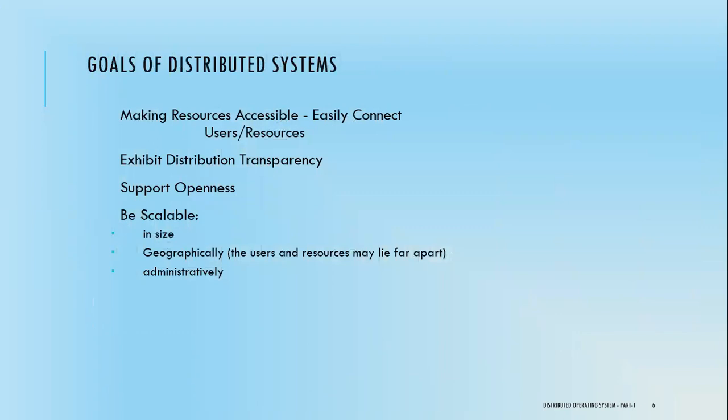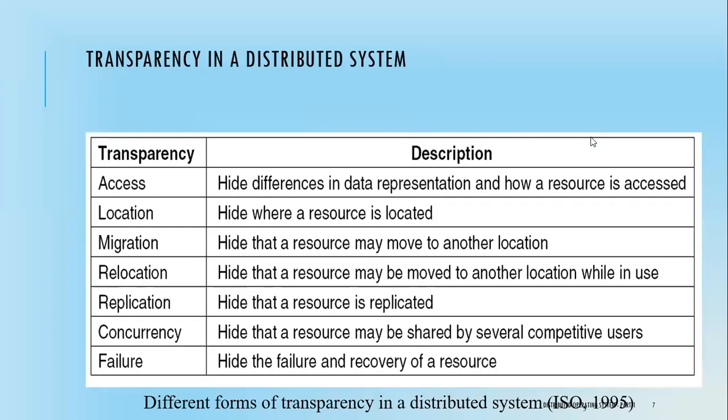Goals of the distributed system: making the resources accessible to all the users connected to the distributed system and exhibit distribution transparency, supporting openness, and being scalable in terms of size and also in terms of geographical location. It supports different types of transparency. The first one, access transparency, hides the differences in data representation and how your resource is accessed by different users. Location transparency hides where your resource is actually located.